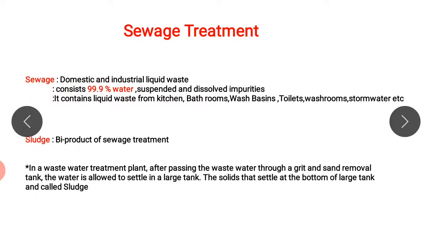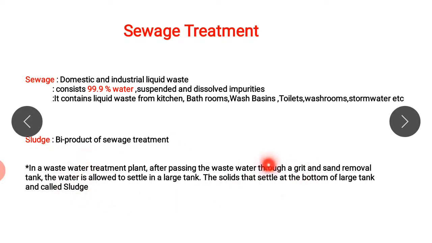So what we discussed in the part 1 video: sewage is all about impure water. It is nothing but a liquid waste which consists of 99.9% water plus some additional impurities, suspended and dissolved impurities. That liquid is coming from all the domestic and industrial activities, that is from kitchen, bathrooms, wash basins, washrooms, stormwater, etc. Whatever the byproduct of the treatment on the impure water is, that is known as sludge.